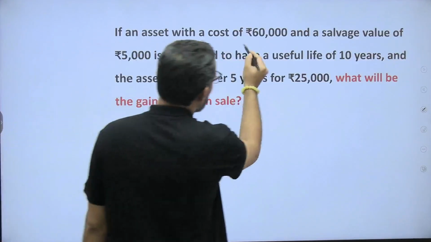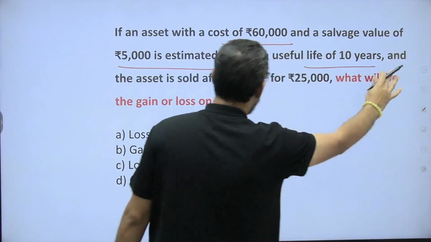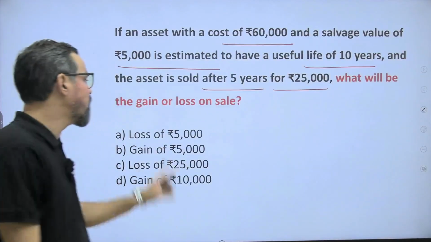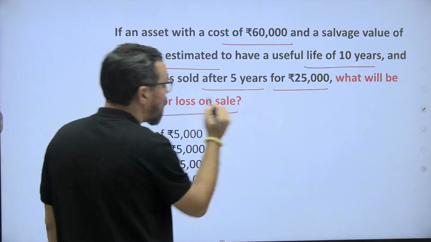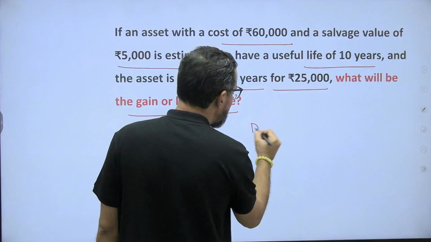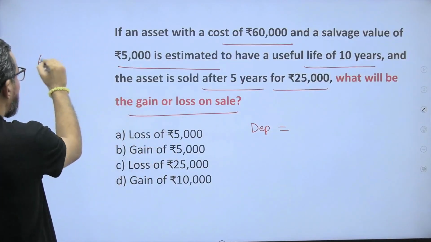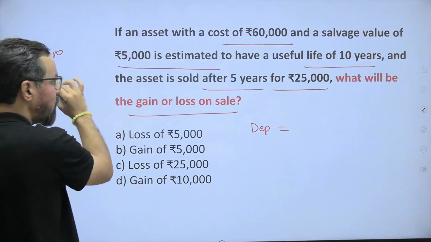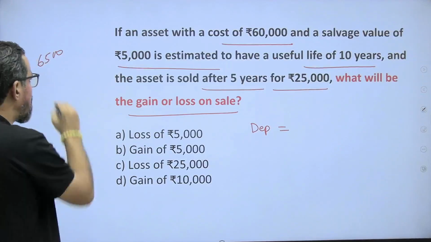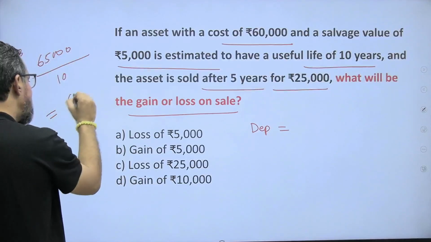If an asset costs 60,000, the salvage value is 5,000, estimated useful life is 10 years, and the asset is sold after 5 years for 25,000. What will be the gain or loss on this particular sale? Now see, the depreciation is how much? 60,000, 65,000, 65,000: cost minus salvage value. It is also known as the depreciation base. Take 65,000, divide by 10, so the per year depreciation is 6,500, right?